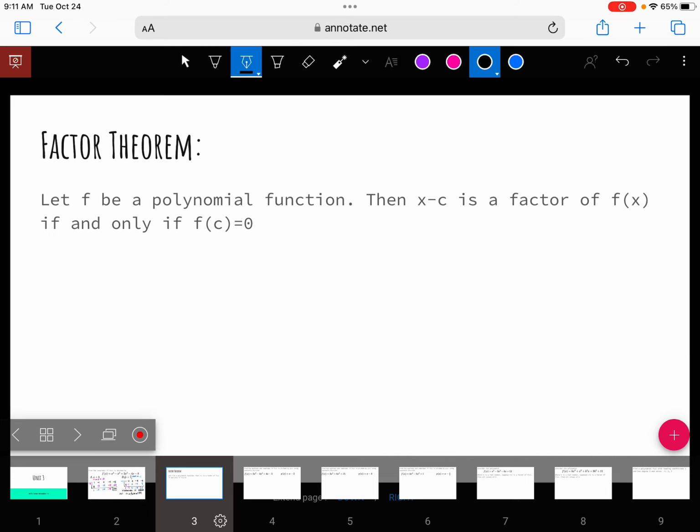So the factor theorem, which is real similar to the remainder theorem.